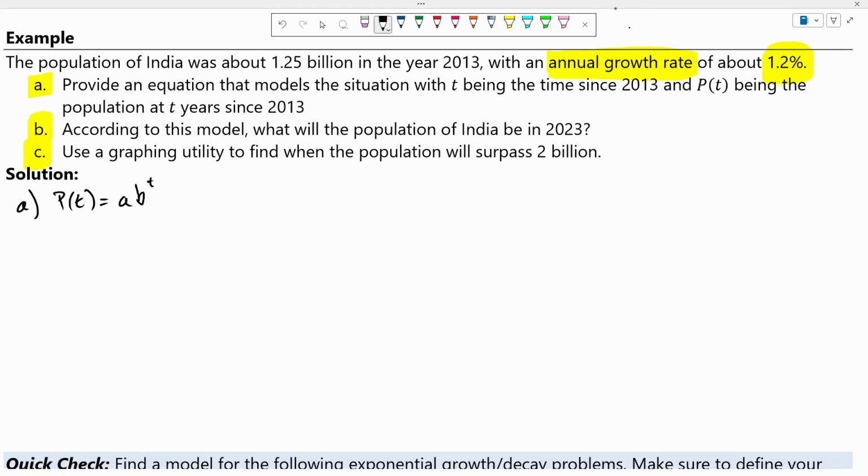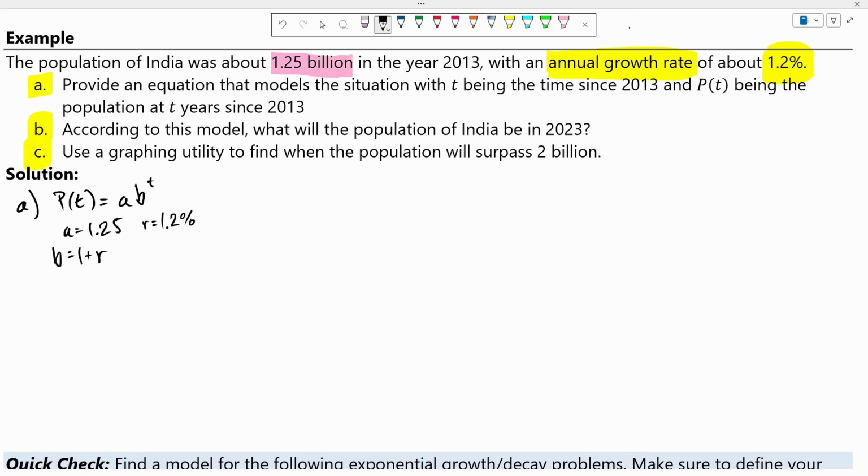Okay. Automatically, we can say that A, right, we need an initial amount. And we're going to go ahead and use this 1.25 billion as our initial amount. This is going to be 1.25. Our B, okay, it's a growth. You guys see that? It is a growth. So it's going to be 1 plus R in this case. We need our R. Our R is going to be our 1.2%.